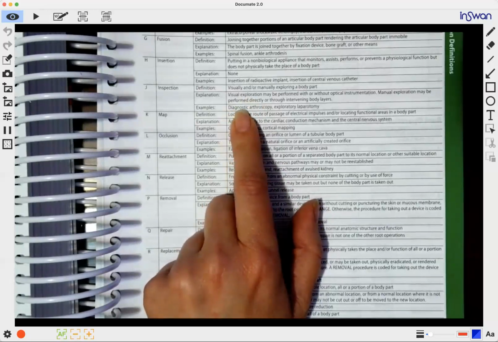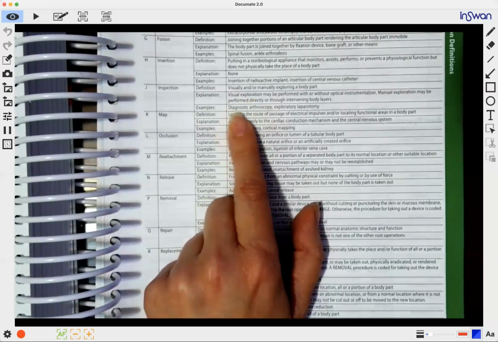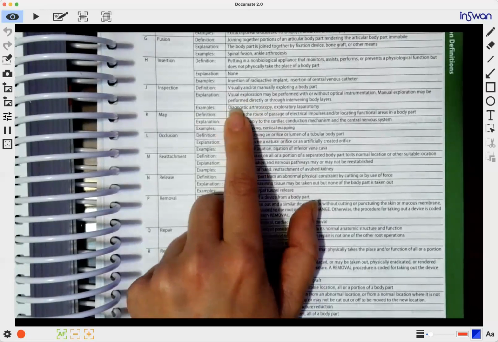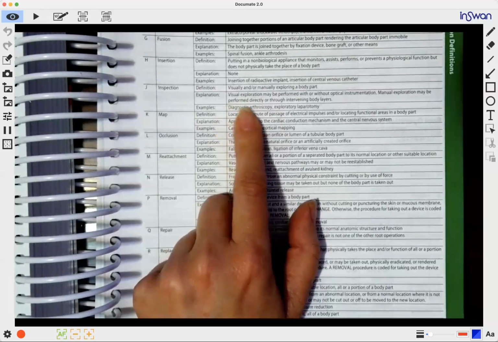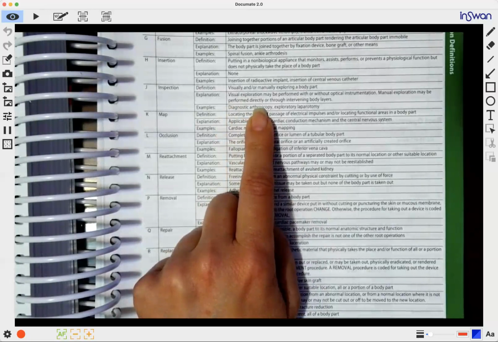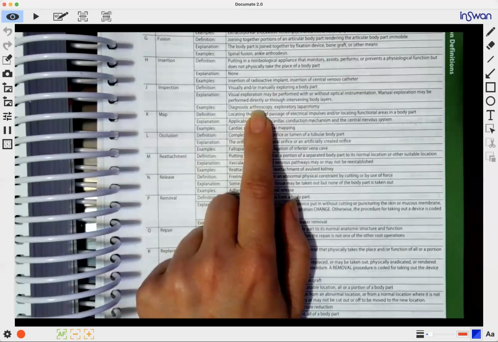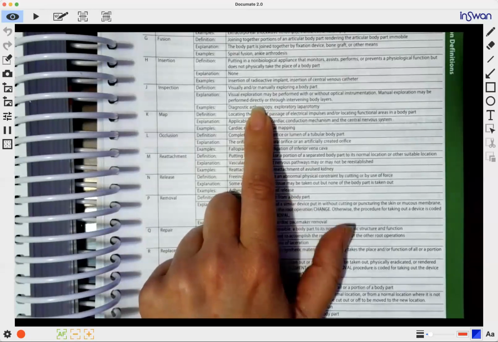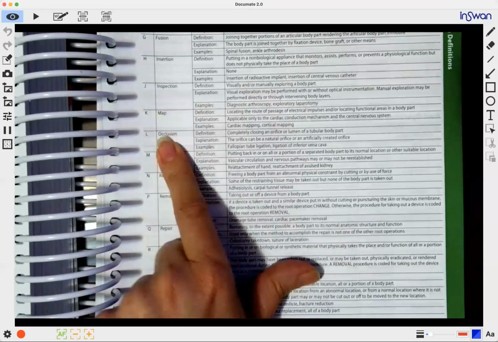A diagnostic arthroscopy. So they didn't do anything. They just went in there with an arthroscope into the knee joint and they looked around. They didn't find anything wrong. That makes it an inspection. If they do an arthroscopic drainage, so maybe there's fluid in that knee joint and they have to drain it, well, now it's no longer an inspection. So I hope that makes sense. You have to be careful with this inspection one.